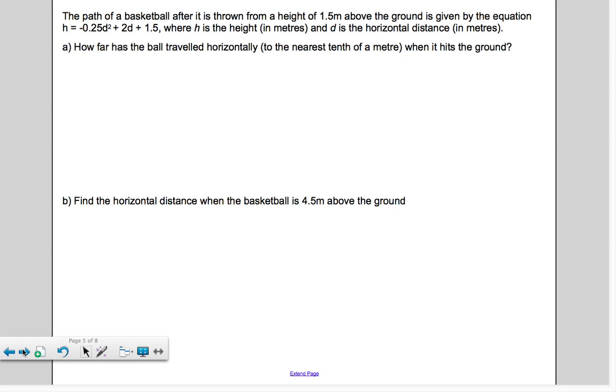This is actually on the second page of the handout I just gave, so you don't have to write out the question, you can just work it out right on here. Okay, so it says the path of a basketball after it's thrown. Throw basketballs, right? I should change that question. We shoot it, right? We only throw bricks. We shoot basketballs.